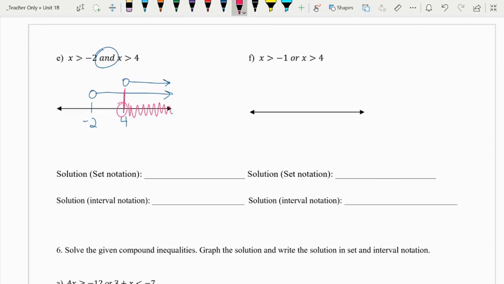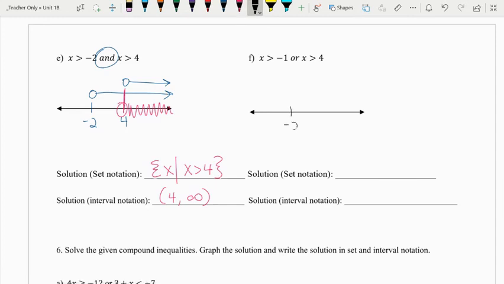Okay, so this doesn't even look like a compound inequality because the -2 really doesn't matter. So if we have set notation, x would just be greater than 4. Interval notation, we would go from 4 to infinity.